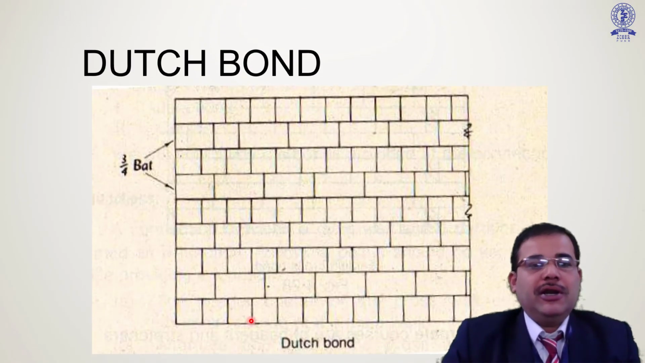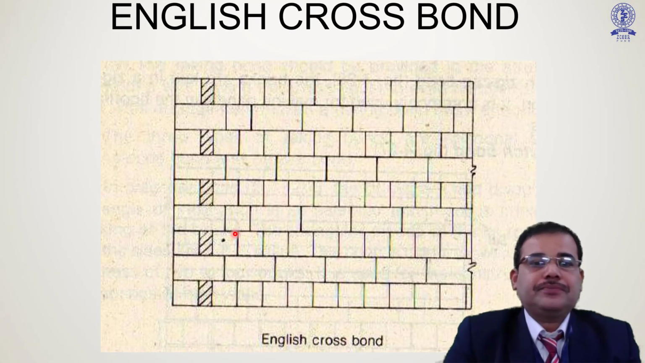The peculiarity of this Dutch bond is that there will be a 3/4 bat to achieve the staggeredness of joint, and though you may observe there is alternate header, stretcher, header, also for maintaining staggeredness there will be one header here. So this is one of the stronger bonds, but it is a costlier one.